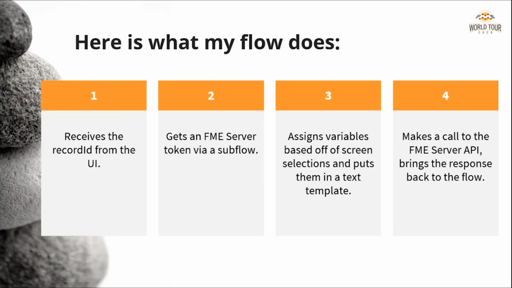The progression of how it works is it receives the record ID from the UI. It gets an FME server token via a subflow. It assigns variables based off of some screen selections and makes a quick query to get an ID and puts that information into a text template. And that text template is what creates the published parameters for the FME workspace that's running in the cloud. Then my component makes the call to the FME server API, and it brings the response back to the flow.